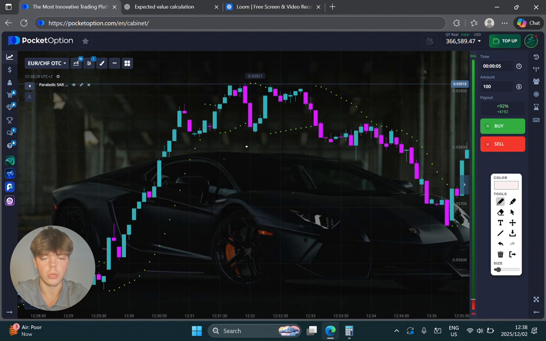Today's going to be a very short one, but it's going to be a very, very important one about risk management and the whole maths behind Pocket Option that they don't want you to know, and is the math that I have discovered over time.